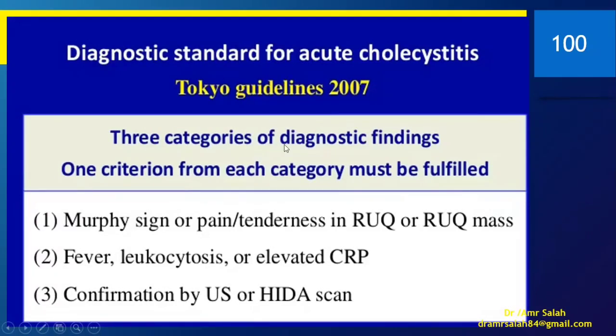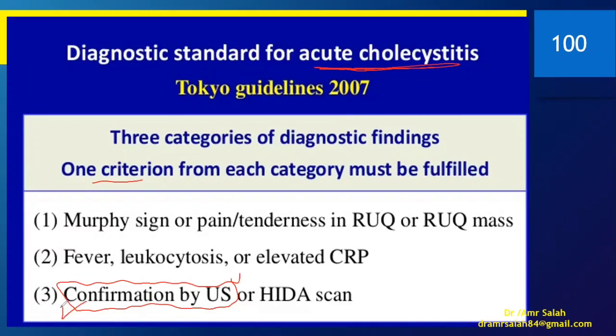Now, according to the Tokyo guidelines, we have to have one criterion from these three categories in order to diagnose the acute cholecystitis. Now, the point of this slide is to clarify very important points. The ultrasound on its own does not diagnose the acute cholecystitis. You have to know this. There has to be an element of the clinical picture in order for you to suggest readily that this is acute cholecystitis. So bear this in mind.